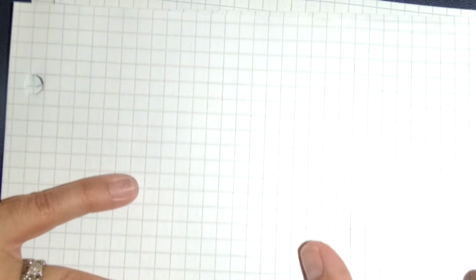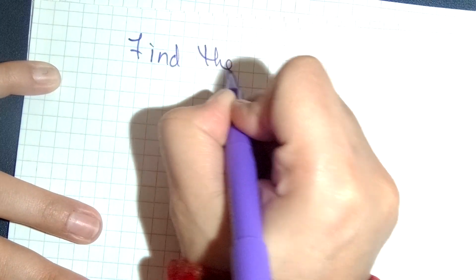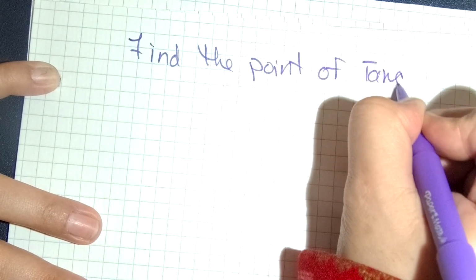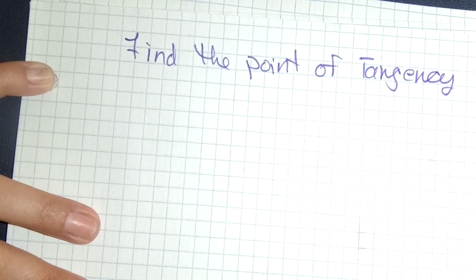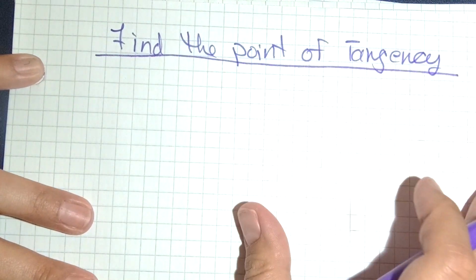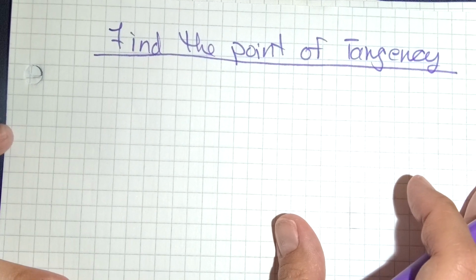All right, so now we're gonna look at the steps to find both, okay? We're gonna look at the steps to find both. All right, so to find the point of tangency, here are the steps. It may seem like a lot, but it's really not, okay? As long as you know how to substitute, you'll be able to find the point of tangency.